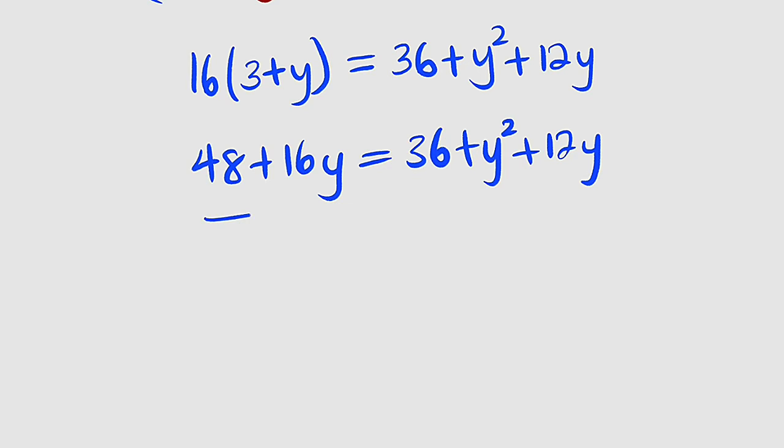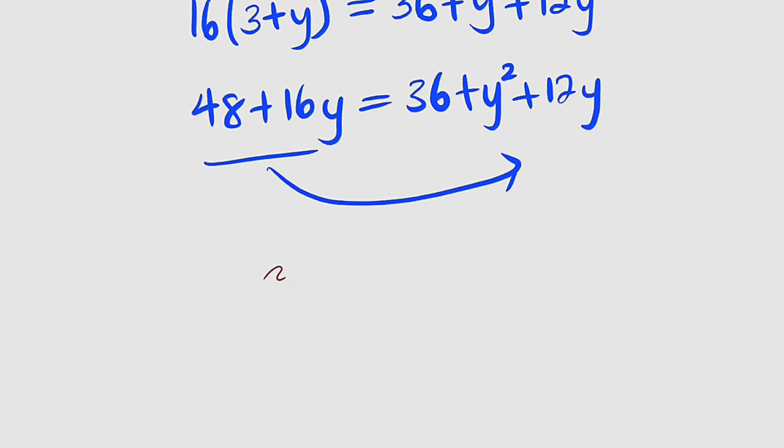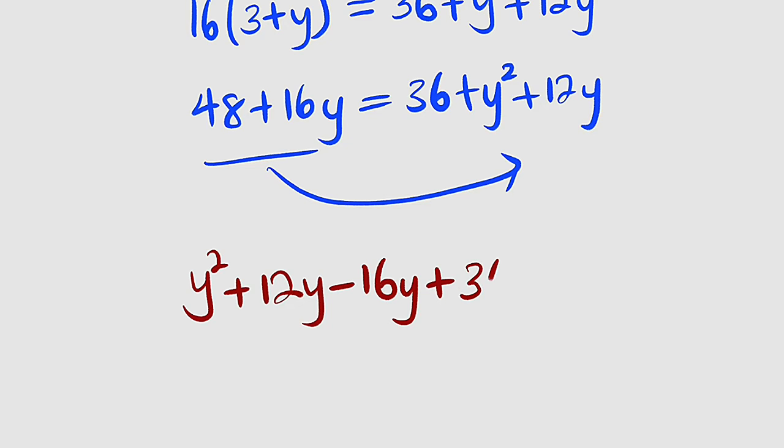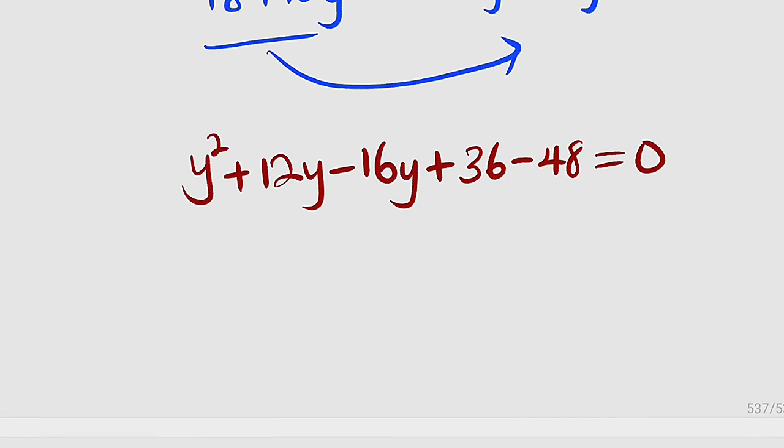Now let us take all these terms to the right hand side. Let's start with the leading term, which is y squared. We add 12y. If 16y crosses over, it becomes negative 16y. Then we have 36 to the right hand side. If 48 crosses over, it becomes negative 48. The whole of this equal to 0.